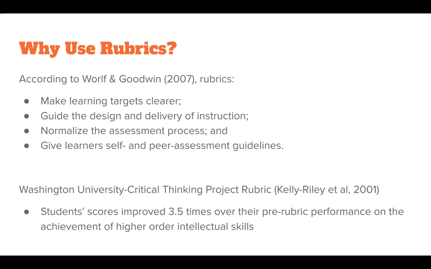And then this one from Washington University was really cool. They developed a critical thinking project with a specific rubric, and they found that 92% of their students demonstrated writing proficiency, while also demonstrating low critical thinking skills. So they developed this rubric to really assess these higher order intellectual skills when it comes to critical thinking, and they saw the results from pre-rubric performance to after, because the students knew what the expectations were, which is something we want for all of our students to be able to succeed in our classes.